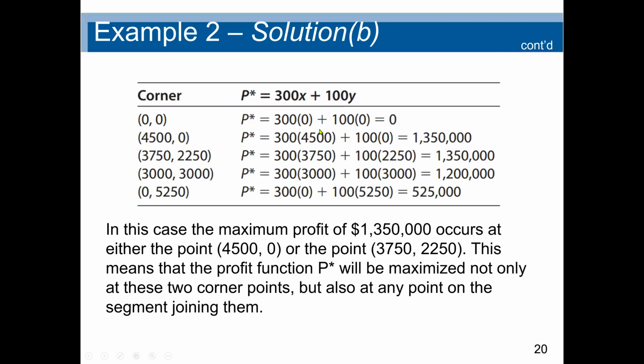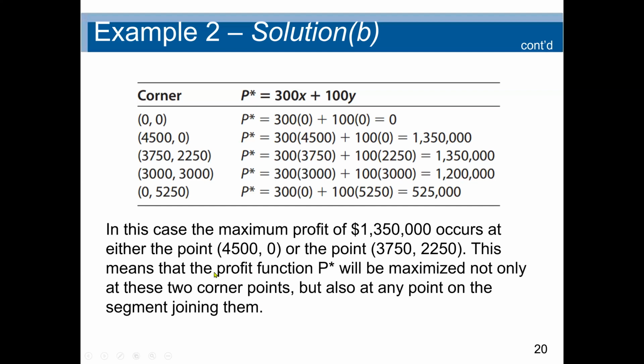So we plug in all the points: 0, 0; S is 4,500 and Y is 0; 3750 and 2250; 3,000 and 3,000. Now we look at the profit. It seems like the maximum profit is 1.35 million. That's when S is 4,500 and Y is 0, or when S is 3750 and Y is 2250. So here we say in this case, the maximum profit is 1.35 million, but it occurs at either the point 4500, 0, or 3750, 2250.